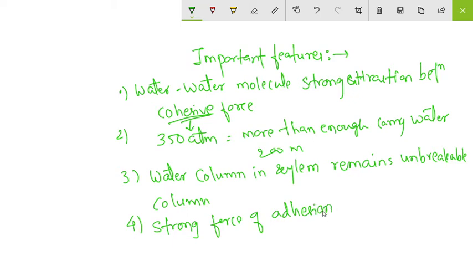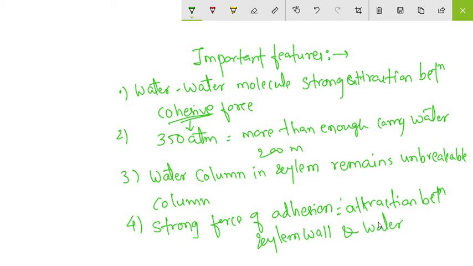That is the strong force of adhesion. The adhesion force means what? It is a strong attraction between the xylem wall and water molecules. Xylem wall and water molecules.